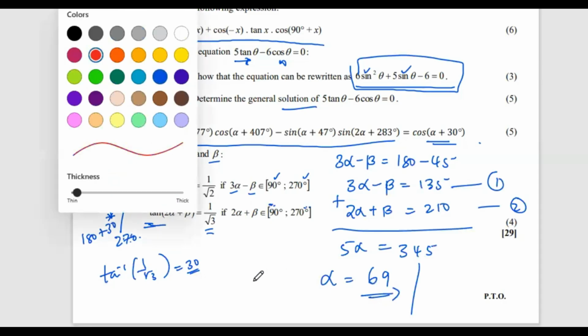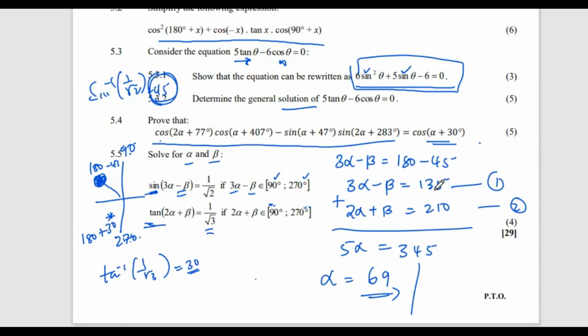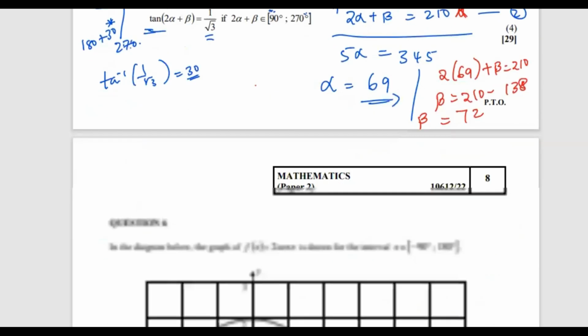Okay. Then for me to get the beta, I can just go back to either equation 1 or equation 2. So if I use equation number 2, I'll have 2 times 69 plus beta must give me 210. So it's 210 minus 2 times 69. That's 138. So 210 minus 138, I'm getting 72 for beta. All right, so that is 5.5.